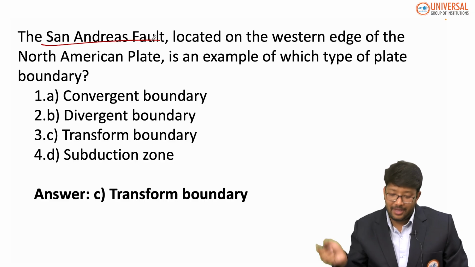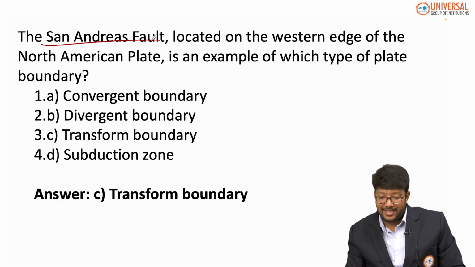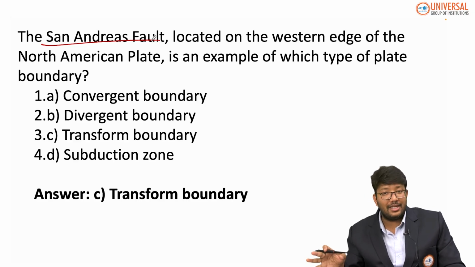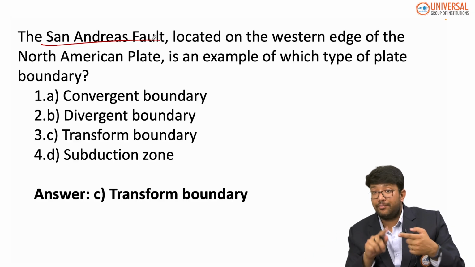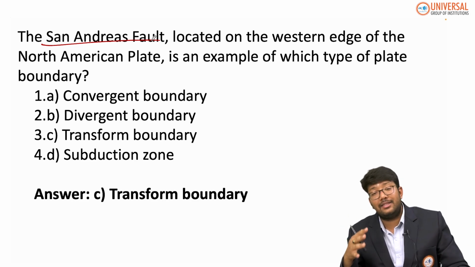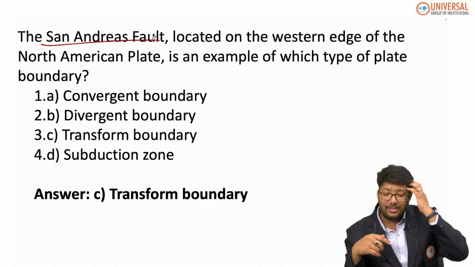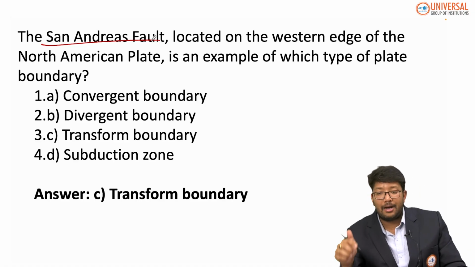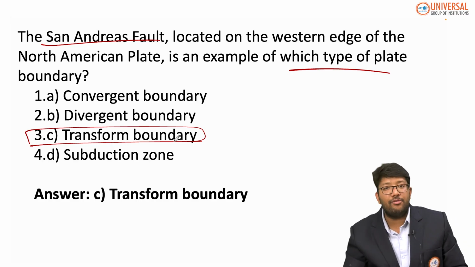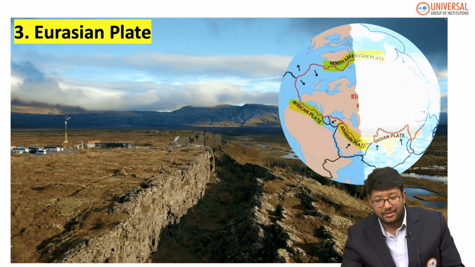So the question that can be asked from the North American plate is that the San Andreas fault is located on the western edge of the North American plate. What I told you, it was a transform plate boundary, and faults and rift valleys of this type construct at the divergent plate boundary. So this particular fault is an example of which type of plate boundary? The answer is transform plate boundary. Such types of questions will be asked.